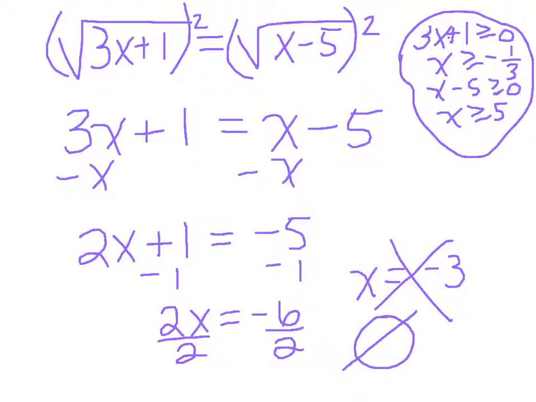This is the symbol for the empty set. That means no solution. Or you can write out the words no solution. If I think about what this would look like on a graph, I would have two square root functions on my graph, and they would never intersect.